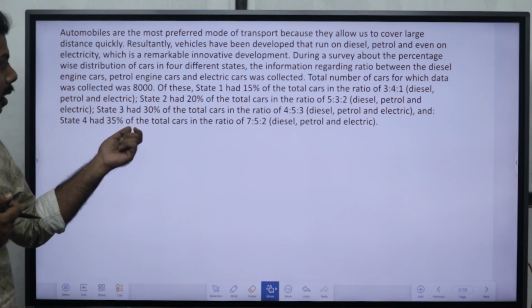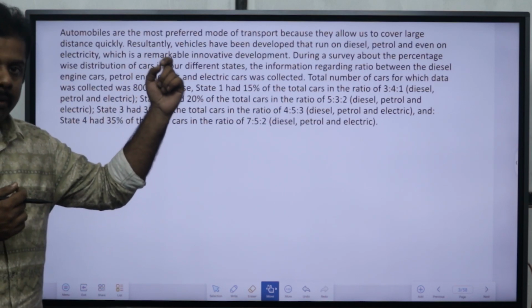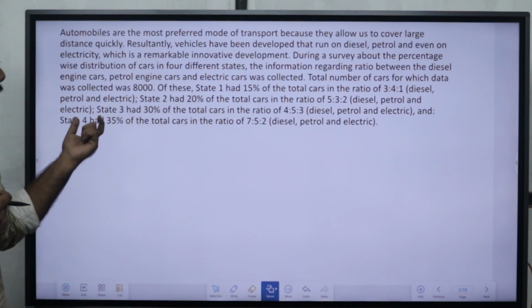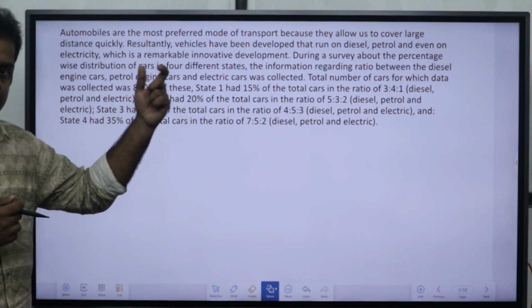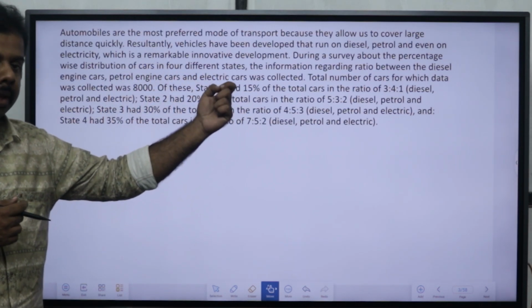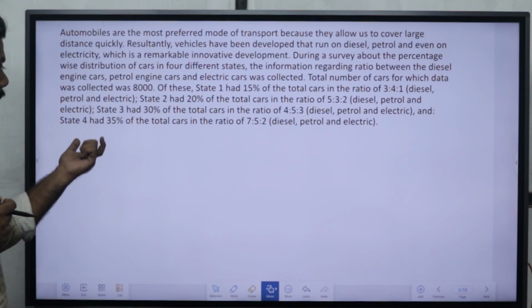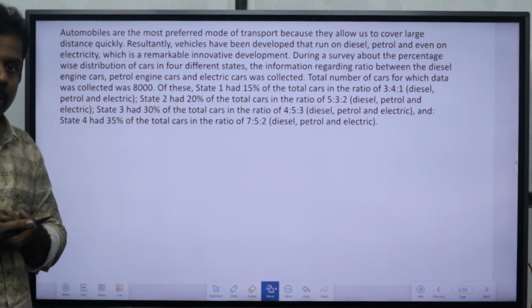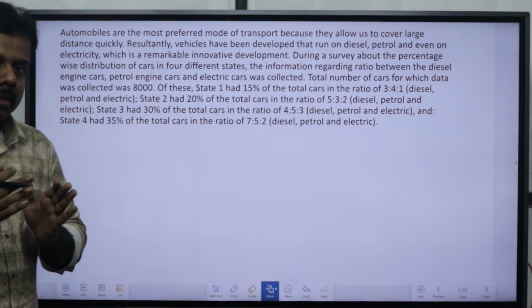Okay, and state 2 had 20% of the total number of cars in the ratio of 5 is to 3 is to 2. State 3 has 30% of the total number of cars, and they have given the ratio as 4 is to 5 is to 3. And the last part is state 4, which they have told contains 35% of the total number of cars, and the ratio given is 7 is to 5 is to 2.